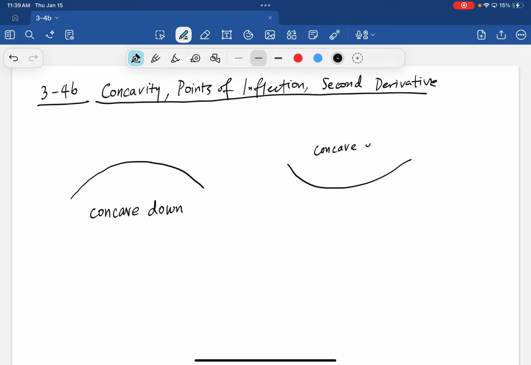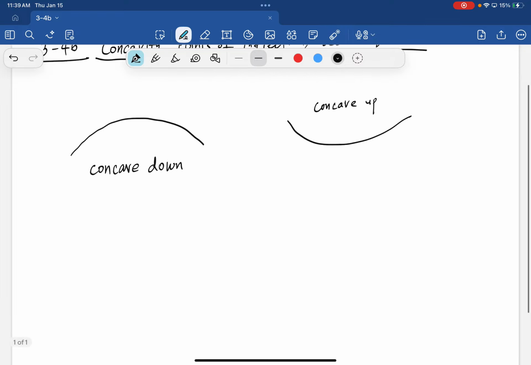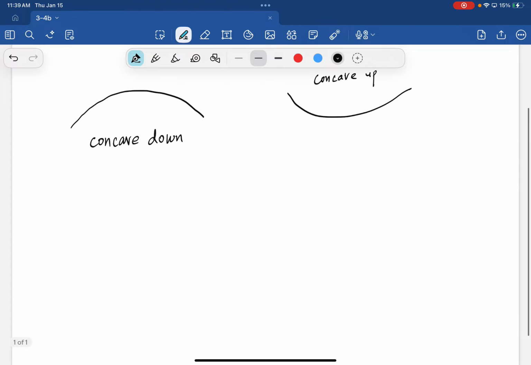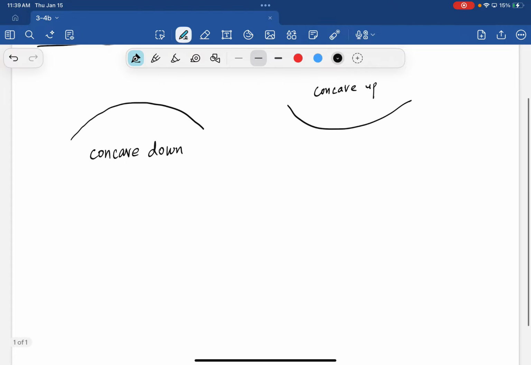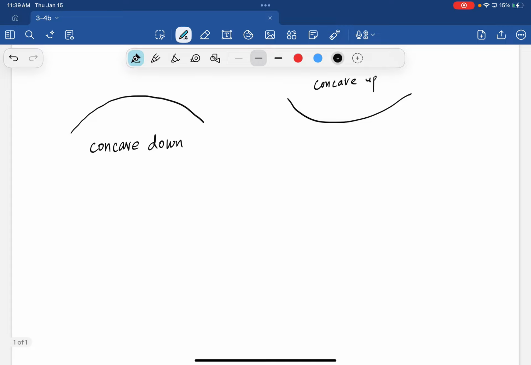Why don't we just call it up down? Why would we have to say concave? I don't have the answer to that. Is it because it's like a cave or something? I don't think it's related to the word cave. Or I think maybe a little bit, because cave comes from the word cavity, so there's some relation.